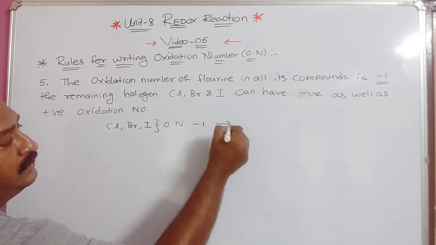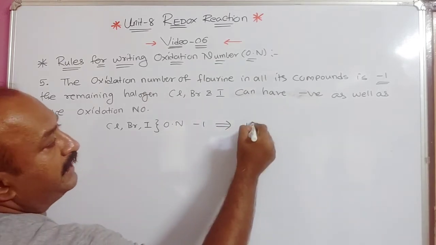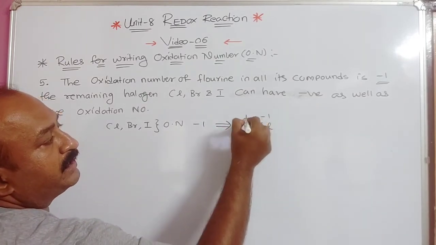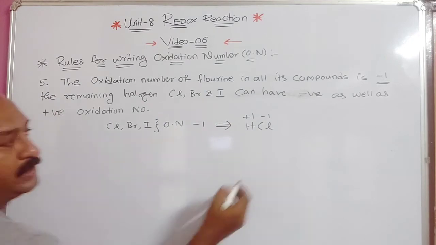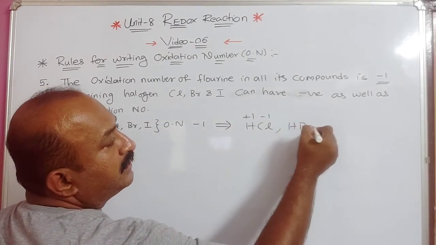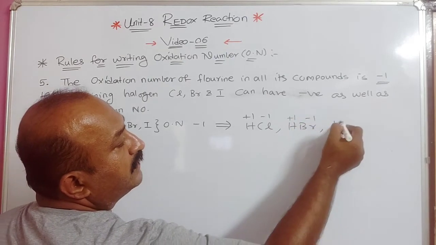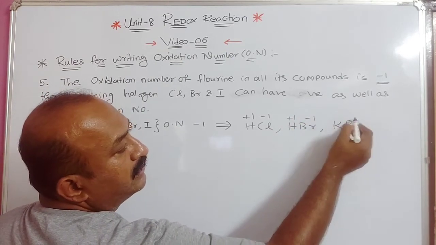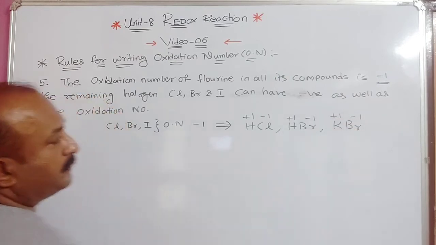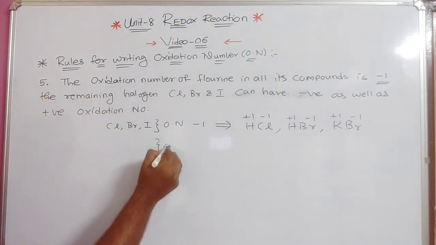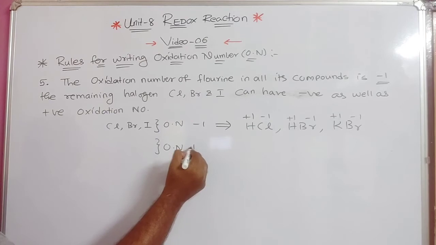They have oxidation number -1 in the compound. Suppose when I write HCl, the chlorine will have -1, hydrogen will have +1. When I write HBr, it will be +1, -1. When I write KBr, it will be +1 for K and -1 for Br. Clear? But when their oxidation number will be +1.